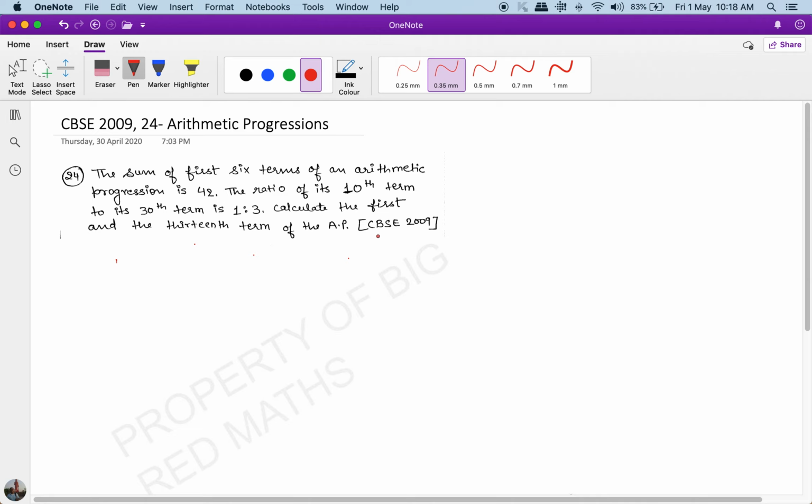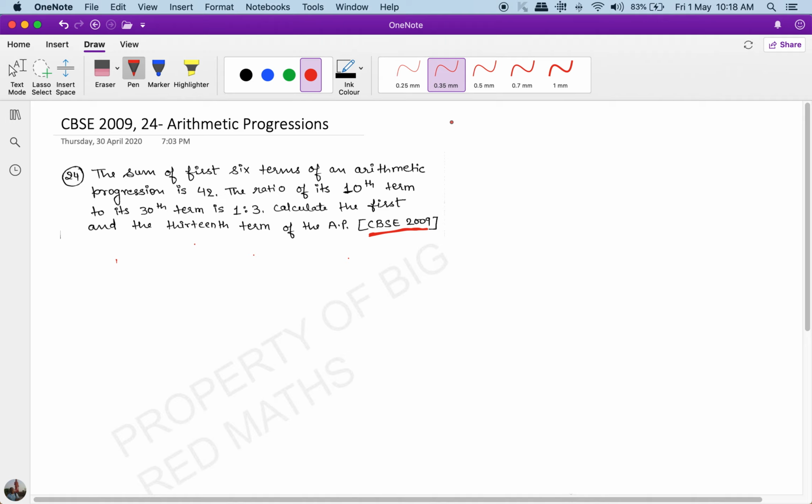This question was asked in the CBSE final examination for class 10 in 2009. The question says the sum of the first six terms of an arithmetic progression is 42. Okay, this is the first condition. And the second condition is the ratio of its 10th term and its 30th term is 1 is to 3. Calculate the first and the 13th term of the AP.